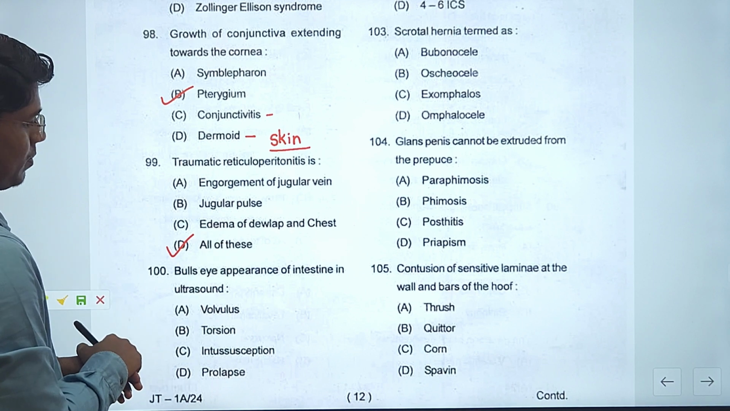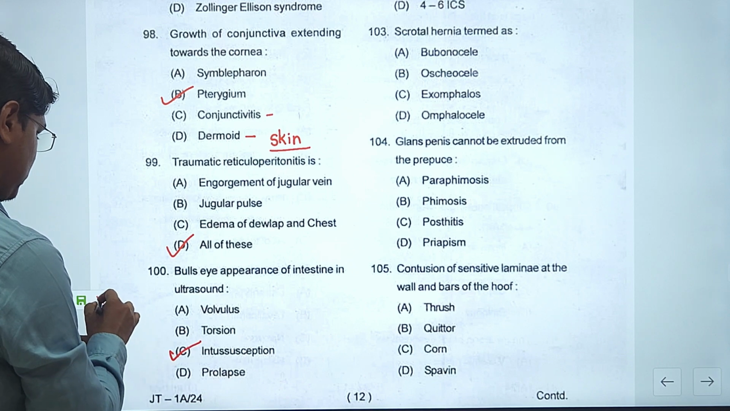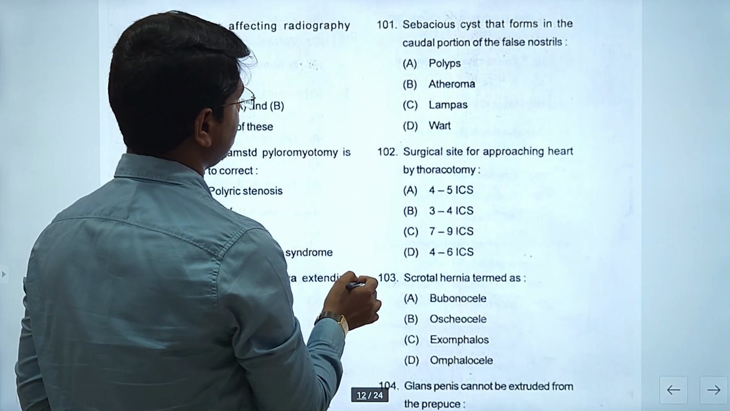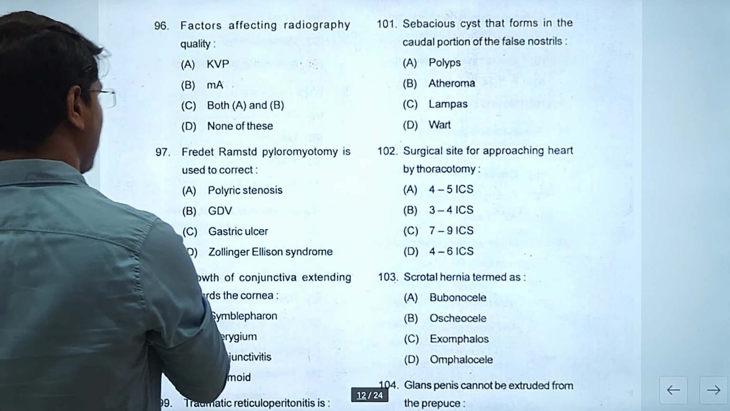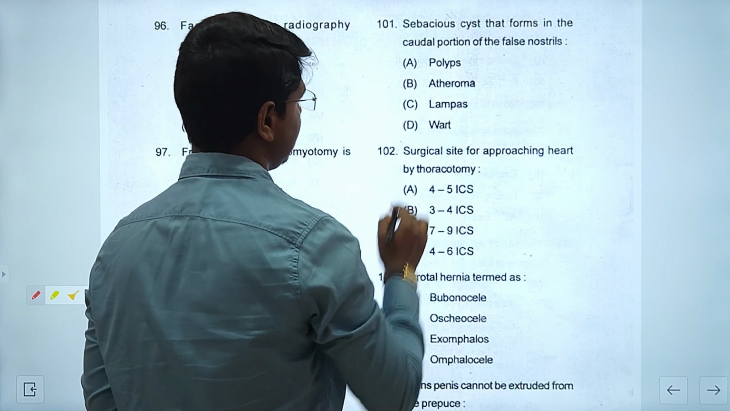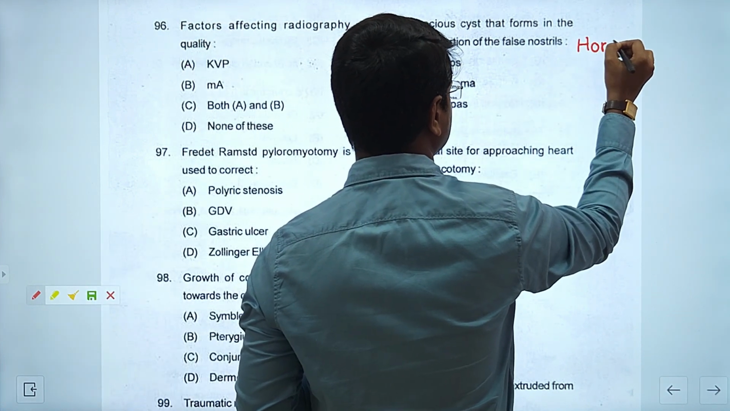Bull's eye appearance of intestine in ultrasound is very much characteristic to intussusception. Coming to the question number 101, sebaceous cyst that forms in the caudal portion of the false nostrils. Answer is atheroma. It is a disease of horse.